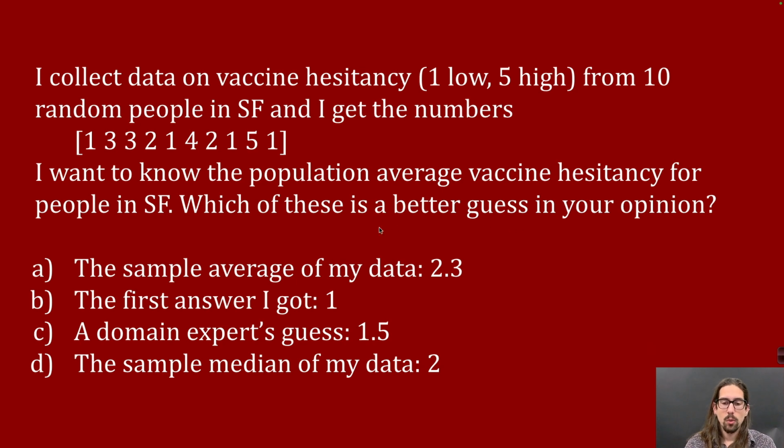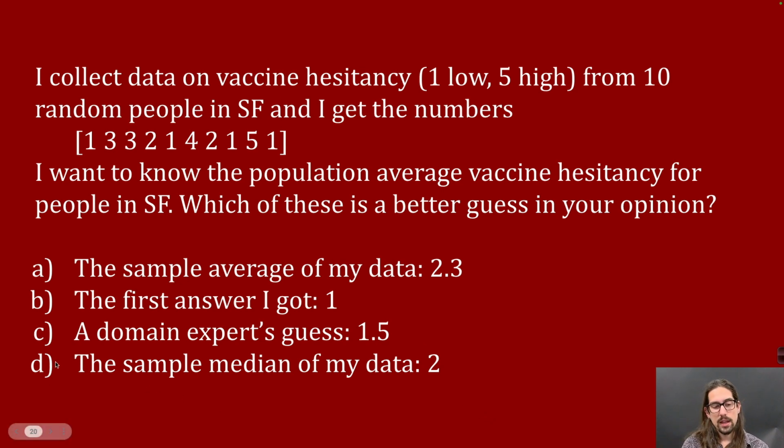So my question to you is, which of these down here is a better guess of the population number based on these data? The first one is, I could take the sample average of these data, and if you do that, the number you get is 2.3. Or I could say, you know what, I trust the first person that I talked to more than everyone else, so I'm just going to take that number, 1. The next one is, I'm going to trust my friend who's a domain expert who's been studying vaccine hesitancy for many, many years, and they think the number is 1.5. They haven't even looked at these data. They just think the number is 1.5.